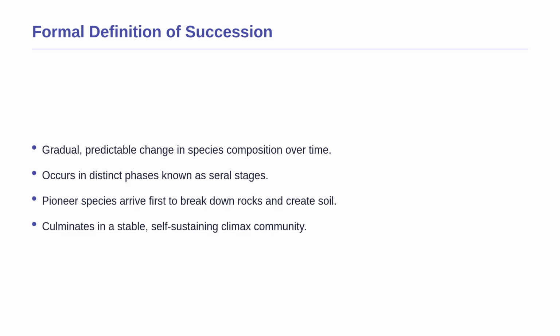The very first hardy species to arrive in a lifeless area are called pioneer species. They do the incredibly hard work of breaking down rocks and creating soil. As the soil improves, more complex plants move in, eventually leading to a stable, self-sustaining state known as the climax community.